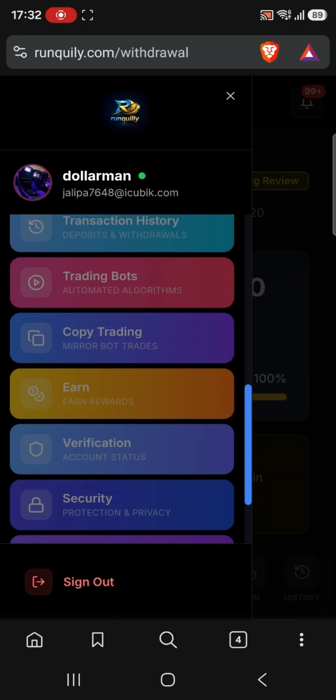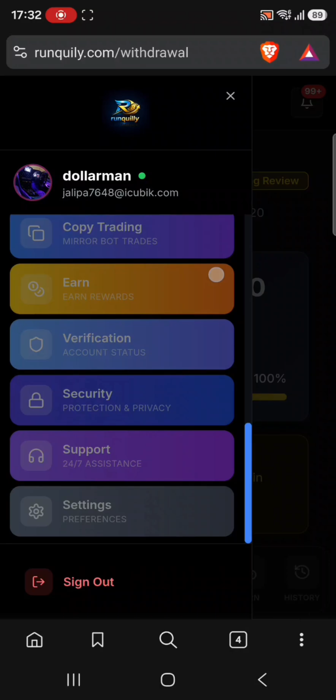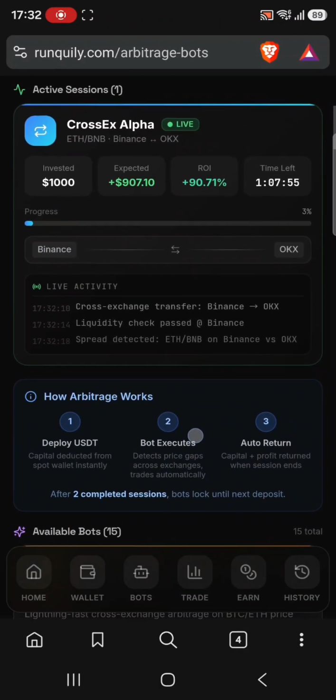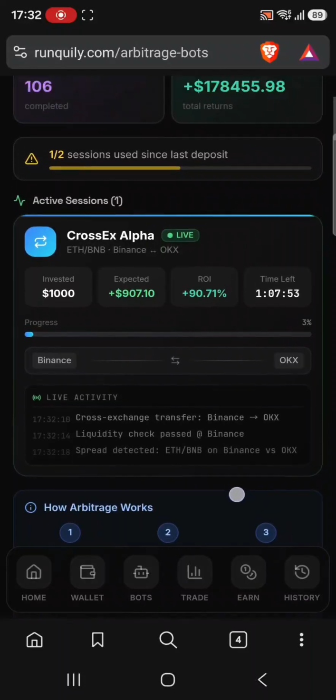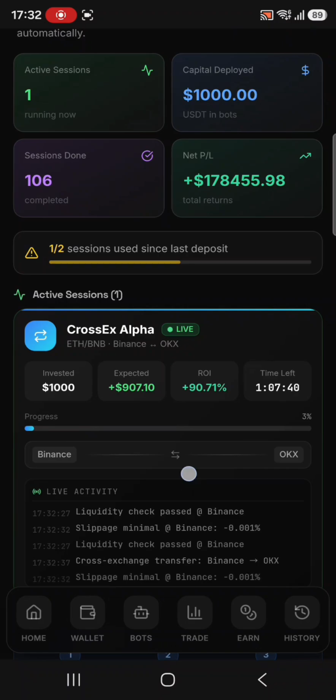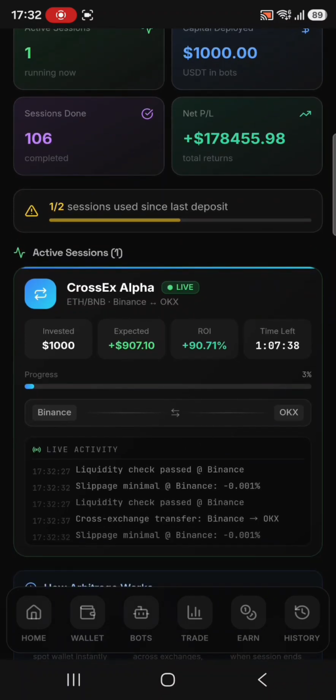So arbitrage is just buying low on a centralized platform and selling high on a decentralized platform. Meanwhile, our arbitrage bot is doing the work for us. You can see how many minutes remaining. It will go for 1 hour and 7 minutes. So we should wait for that long for it to complete. Let's wait for our withdrawal, then I'll show you how this goes.